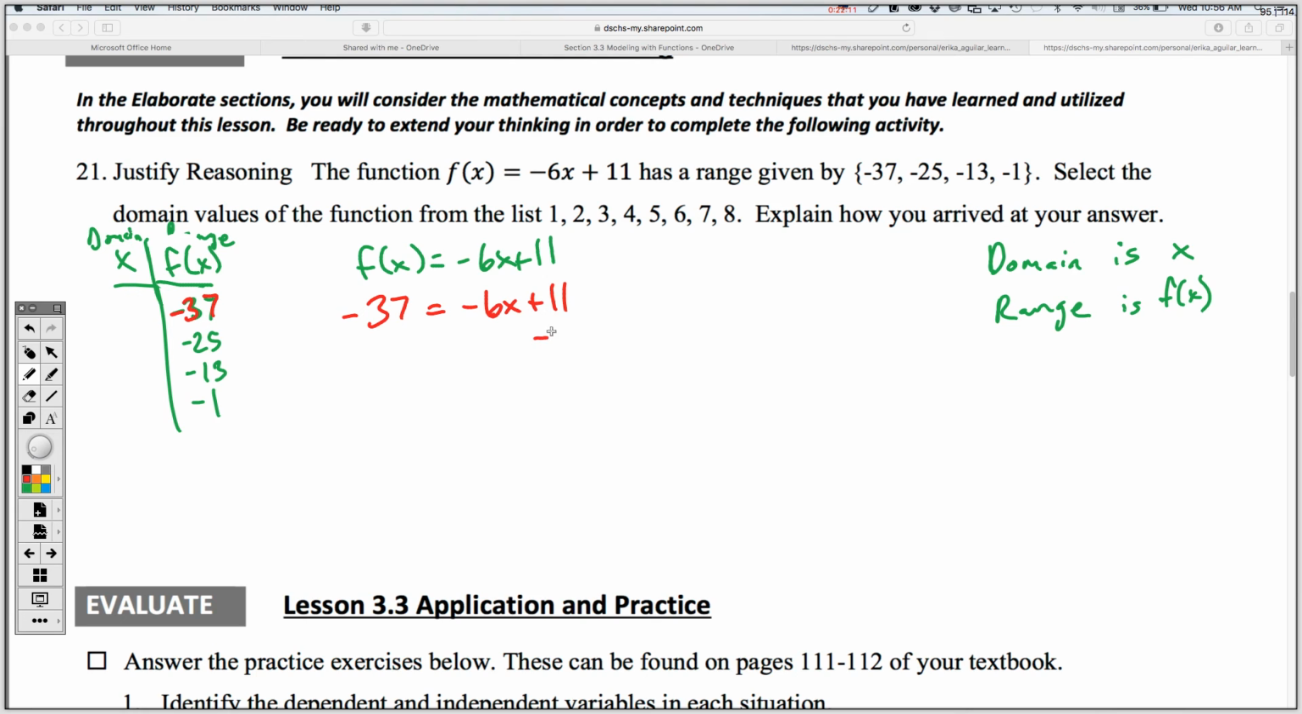So I'm going to now subtract 11. Subtract 11. What's negative 37 plus negative 11? Negative 48 equals negative 6x. Divide by negative 6. Divide by negative 6. Make sure you're copying this. 8 equals x. Take this 8. Now I'm going to plug it in there. And from this function, or domain values of the function from the list, we got to find on the list. 8 is one of the answers.